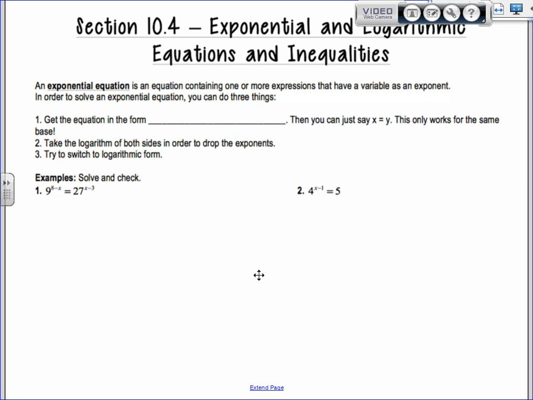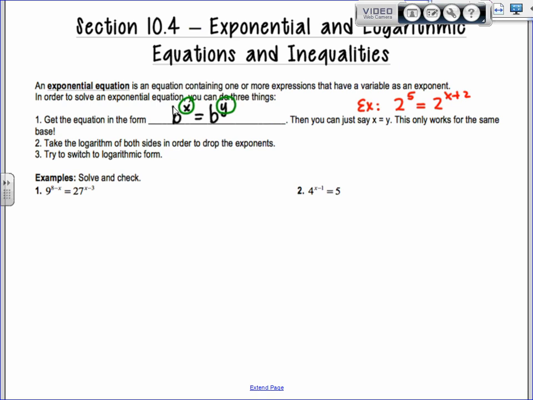Okay, so an exponential equation is an equation containing one or more expressions that have a variable as an exponent. In order to solve an exponential equation, you can do one of three things. If you can get it to look like b to the x equals b to the y, then you can say that x is equal to y. So for example, if I have 2 to the 5 equals 2 to the x plus 2, what could I say? 5 equals x plus 2. Exactly, 5 equals x plus 2. So that would be ideal if we could do that.